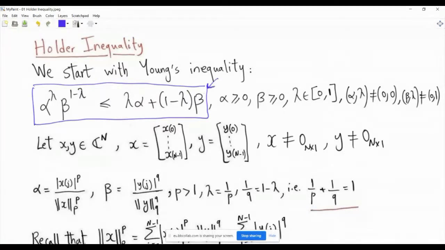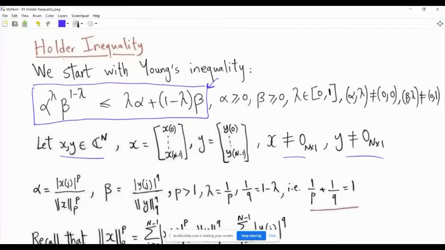So this will be our starting point, and we have two vectors living in the n-dimensional complex space, vector x and vector y. Each one has n components. Typically those are complex numbers, and let's take the case that each one of those vectors is not the all-zero vector of the n-dimensional complex space. So here is the trick. Here is how we'll use Young's inequality to prove Holder inequality.